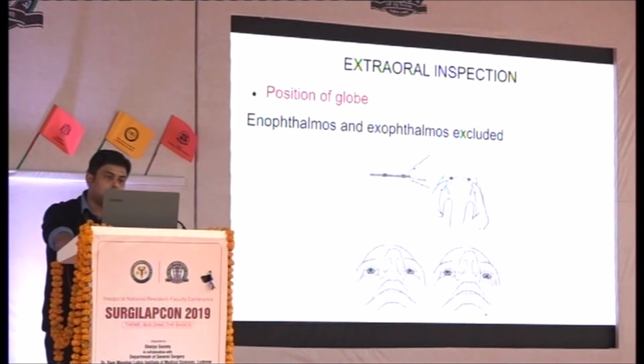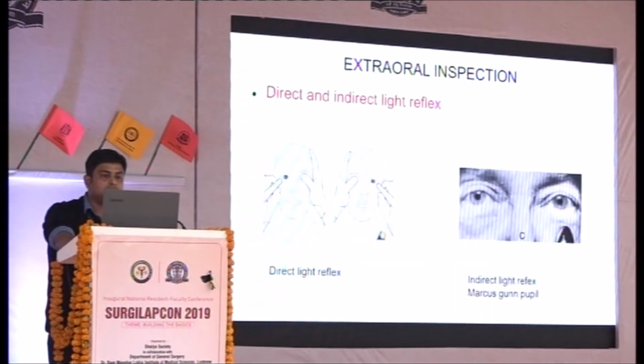Now, after that, we have to look for the position of the globe, which has to be examined either from the head end or from the foot end. So we can see in this second clinical photograph that the pupil of the left eye is behind that of the right side, and the patient has an enophthalmos, which suggests an orbital fracture. And then, last but not the least, we have to look for the direct and indirect light reflexes, the indirect light reflex being more sensitive than the direct reflex to look for any optic nerve injury.